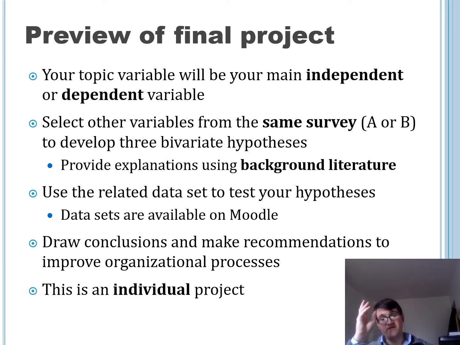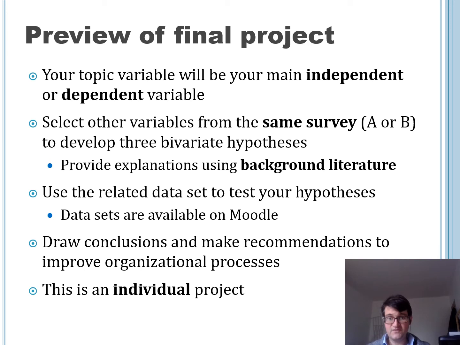So in general, survey A is a student survey. Survey B is an employee survey. So they're on different people. They're different samples, so you can't cross over between them. If you choose a topic variable from survey A, you can use in your hypotheses any other variable on survey A, but not one from survey B, and the other way around. If you choose a topic variable from survey B, in any hypothesis, you can use any other variable on survey B, but you can't use one from survey A because they're different people.